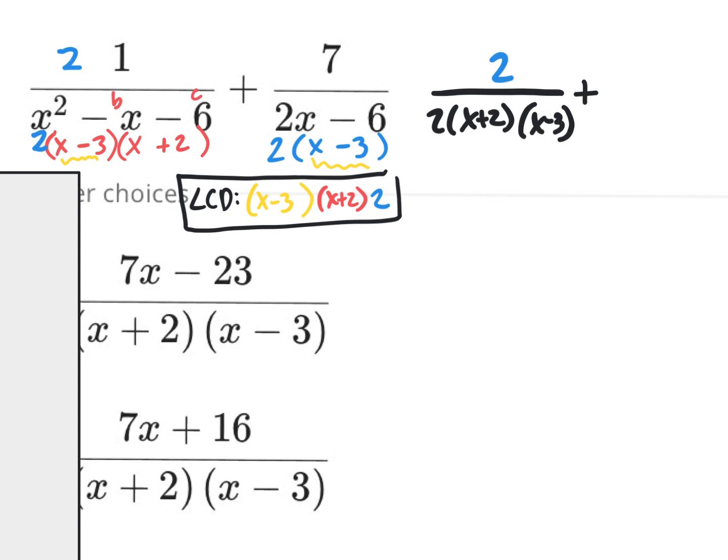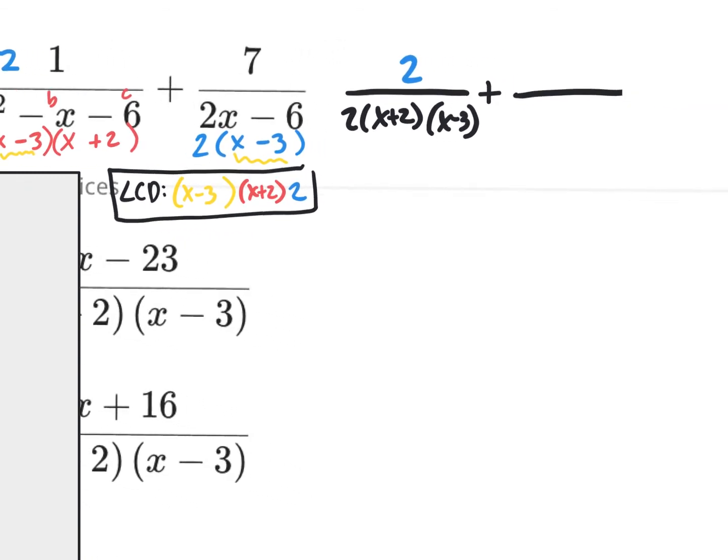Now let's do the same for the second fraction. I want this 2 times x minus 3 to become 2 times x minus 3 times x plus 2. So let me write this out: 2, x plus 2, x minus 3. So in order to change this one to the LCD, obviously it's missing what? The x plus 2. So we're going to multiply both top and bottom by x plus 2. And we're going to have to distribute.